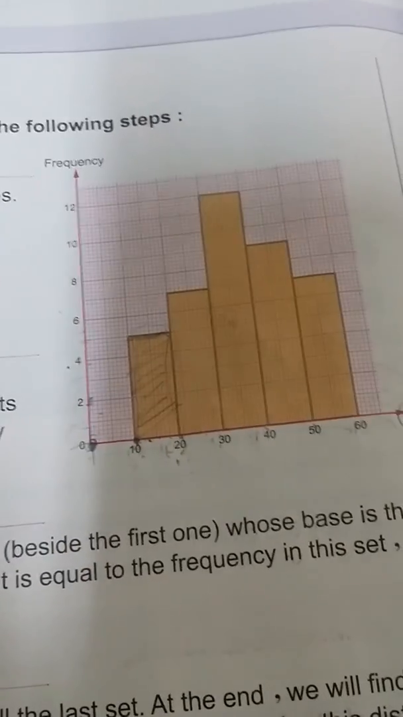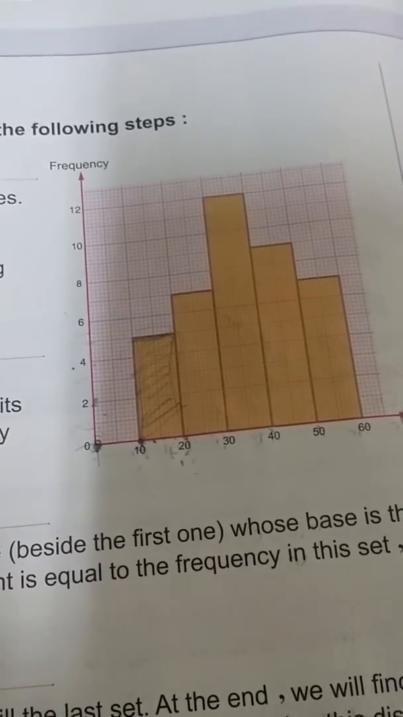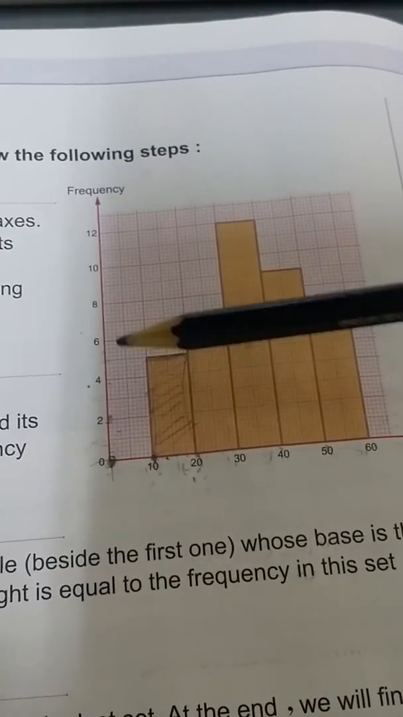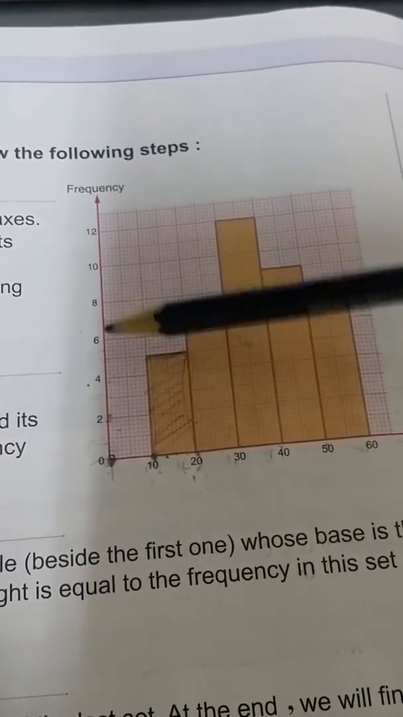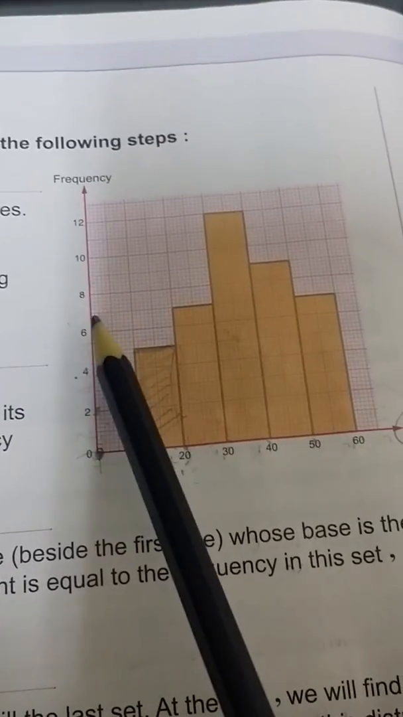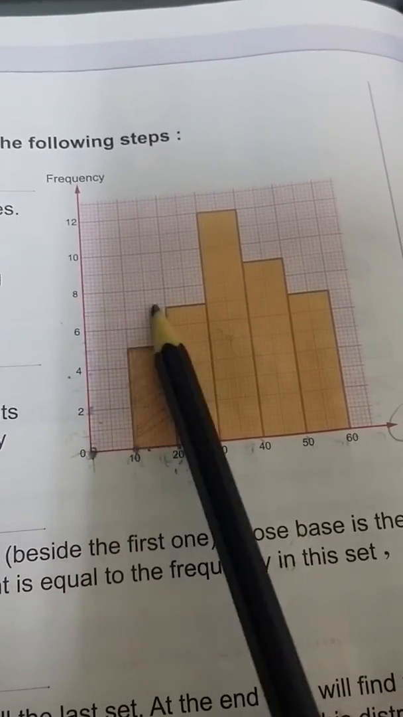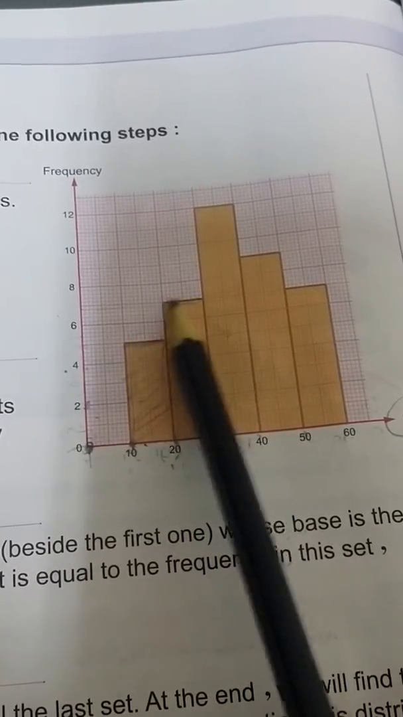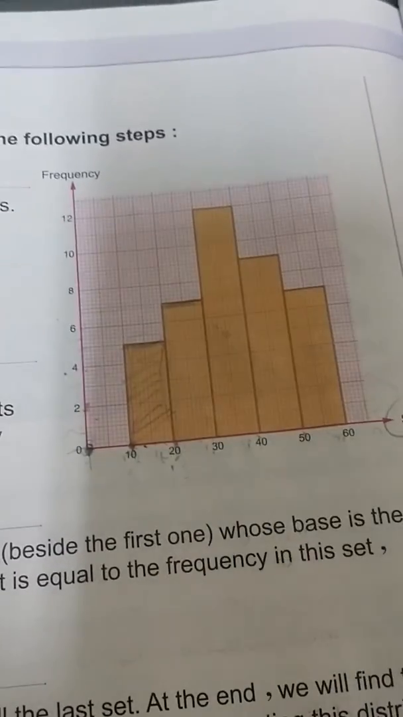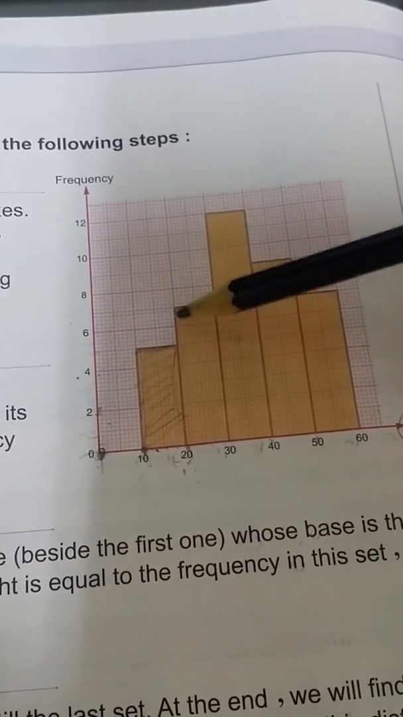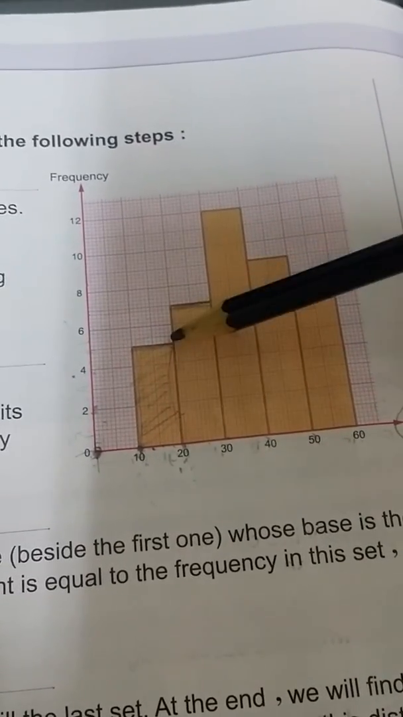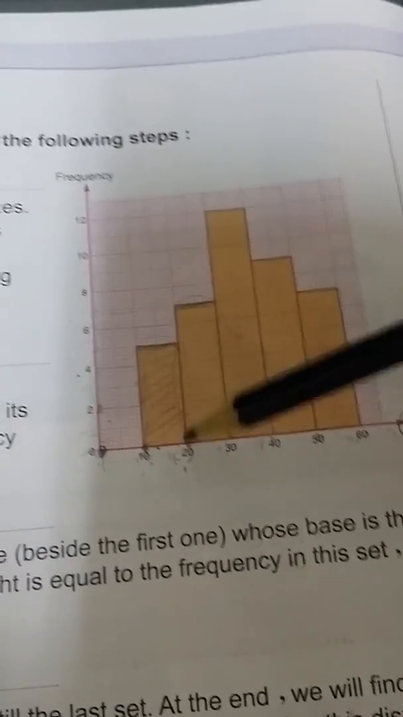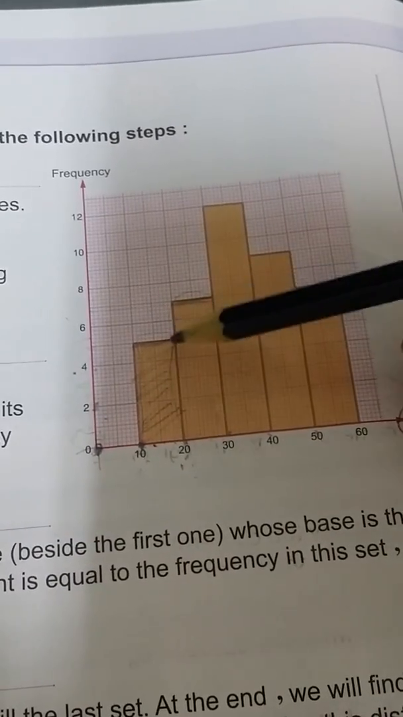Then I want to draw the second column. Here, set 20, the frequency of it is 7. So 7 is between 6 and 8, in the middle. So I will draw here at 20, with my pencil, a line like that. Then by using my ruler, I close it till I reach the second set, the next set.